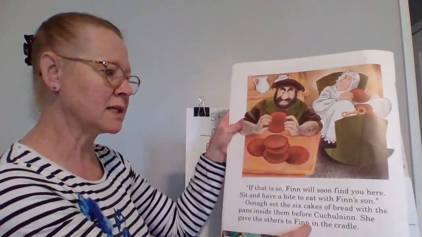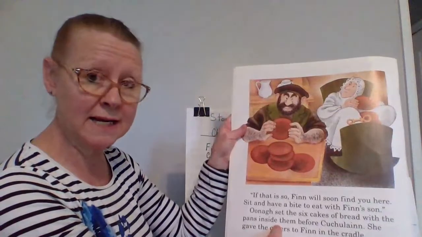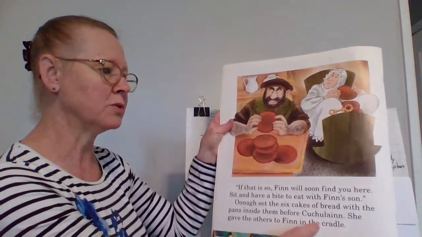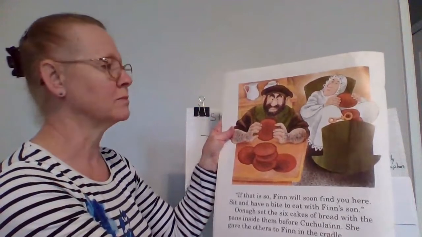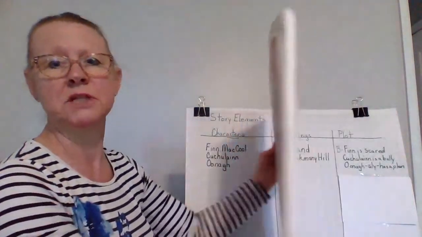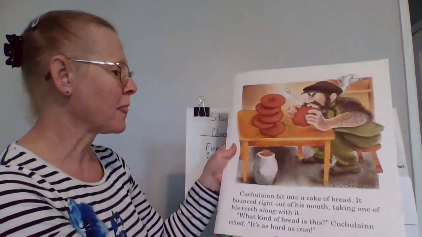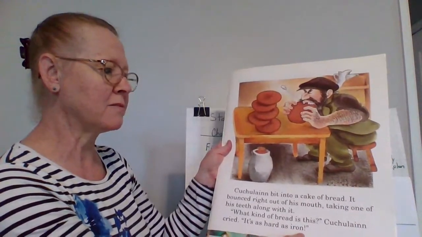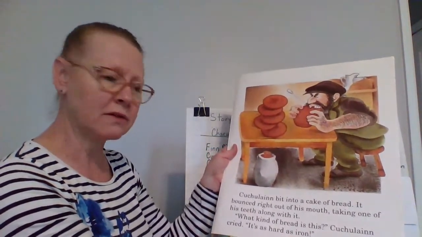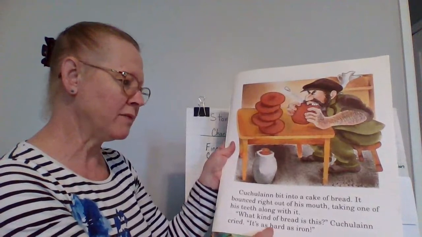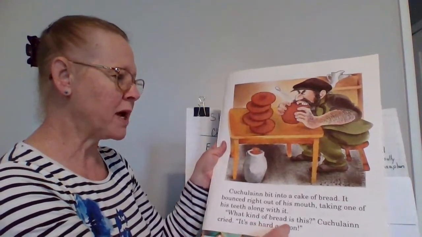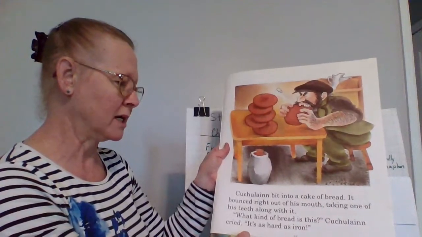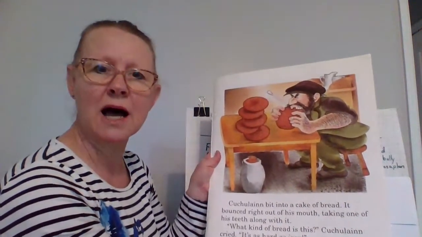Una set the 6 cakes of bread with the pans inside before Cuchulainn. She gave the others to Finn in the cradle. He looks pretty happy, like, yum. Looks like good food. Cuchulainn bit into the cake of bread. It bounced right out of his mouth, taking one of his teeth along with it. "Ouch. What kind of bread is this?" Cuchulainn cried. "It's as hard as iron."